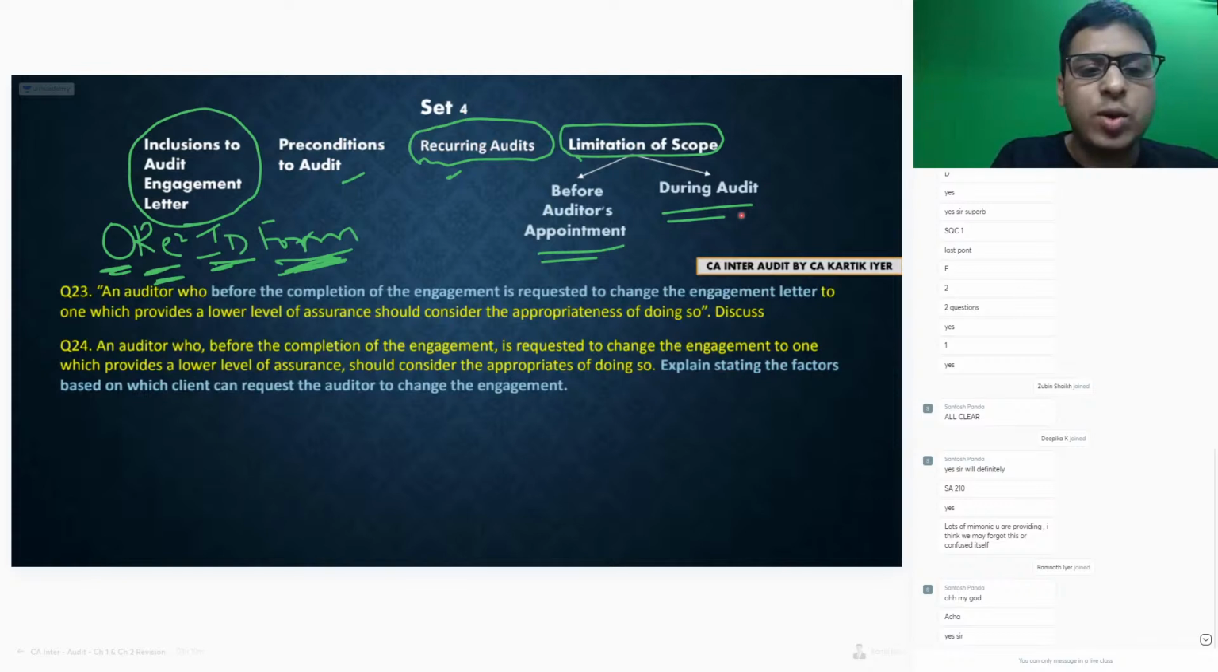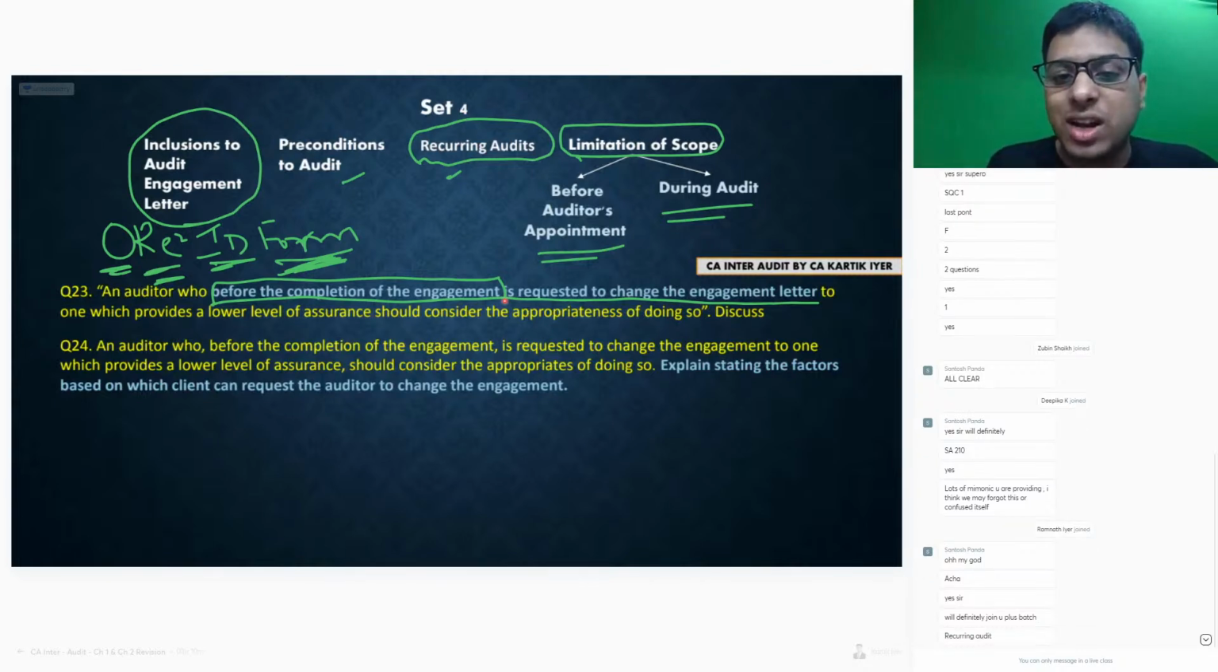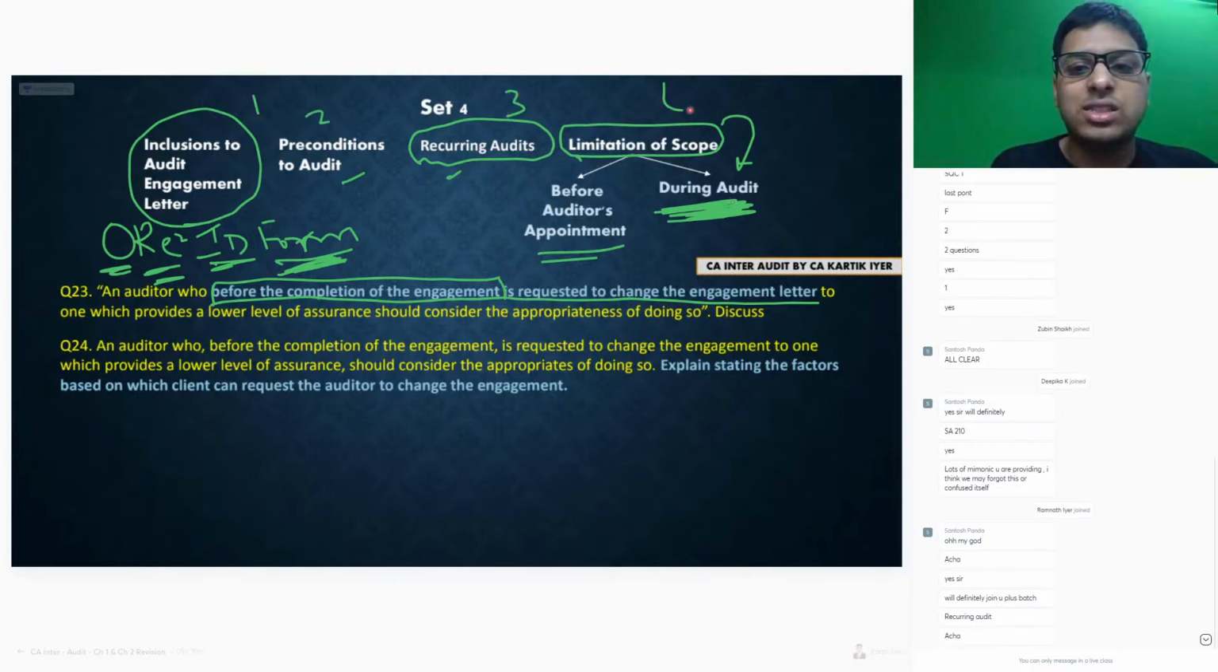Now let's see this one, question number 23. Here they have given, see, before the completion of the engagement, the auditor is asked to change the engagement letter. It means that the audit work is going on. Now when the audit work is going on, and at that time, the auditor is asked to change the engagement letter, where will this come? This will come in, see, this limitation of scope is there during the audit. So if we call this answer as first, this is second, this is third, this is fourth, and this is fourth A and the fourth B part. So this is basically nothing but 4B.